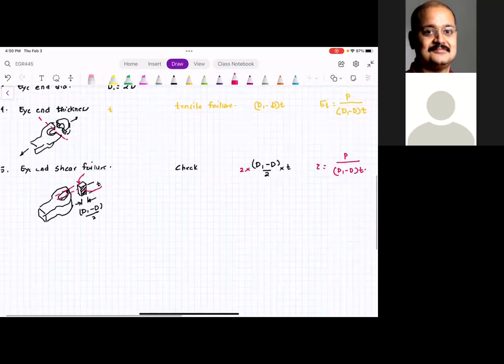Next thing, check pin for bearing. Now, we discussed this in the last class, but I will repeat here. So we have this pin. On one side, this pin has this forked end.